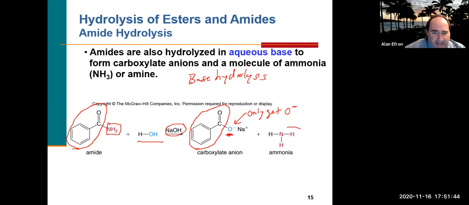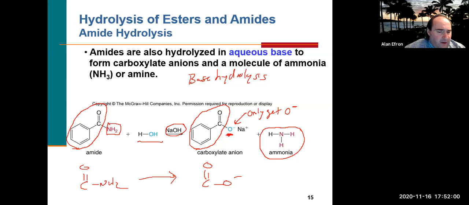And what we get back is basically like ammonia on the back end here. So in this case, we started with our amide and we basically make an anion at that point. In this particular case. So that's what we get here when we do our base hydrolysis. Any questions on that there?